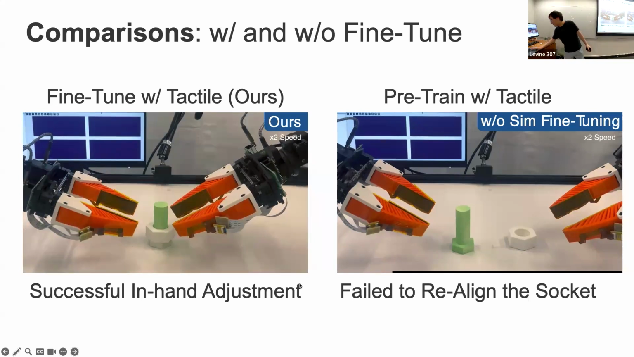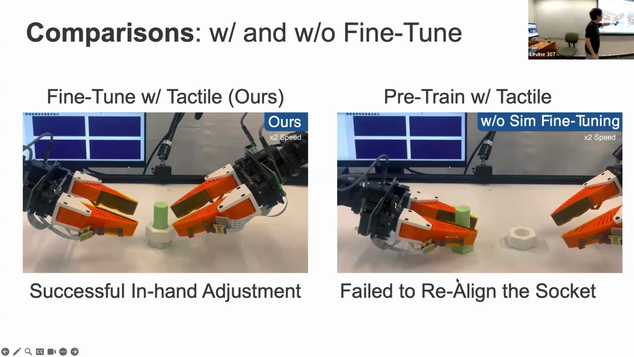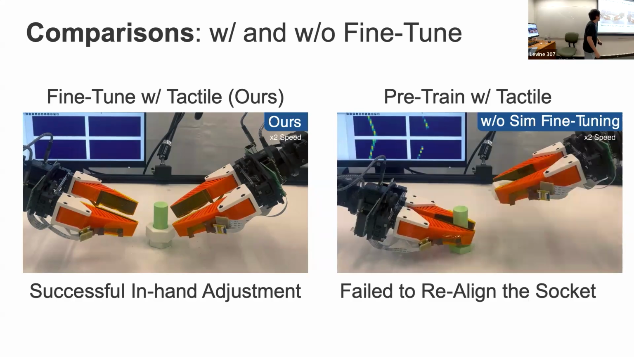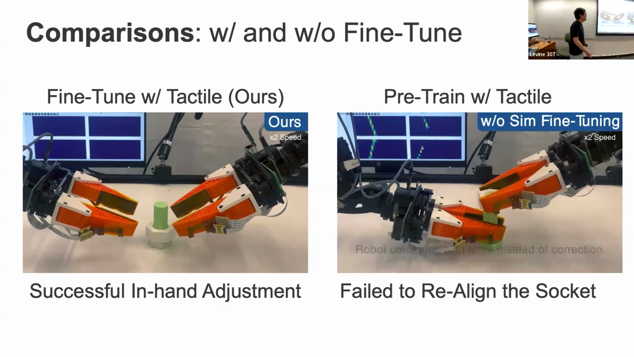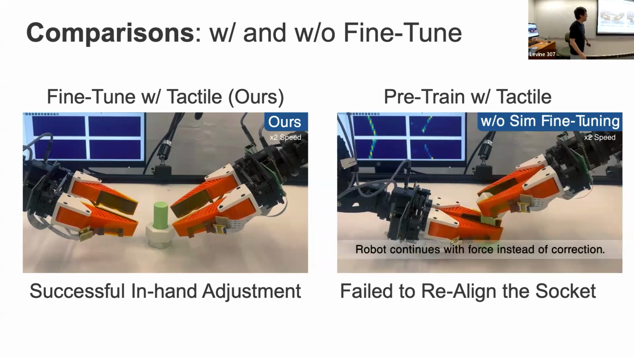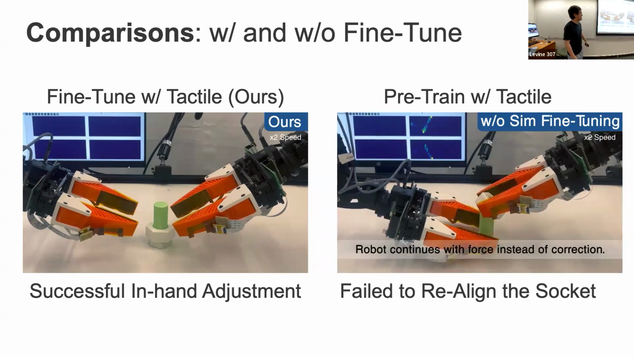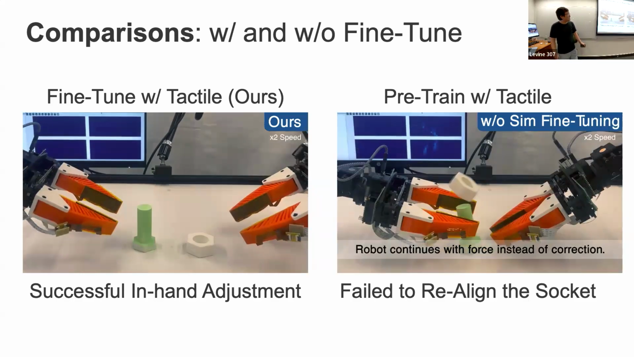And for the pre-train with tactile, this is no fine tuning. You can consider it a pure diffusion policy. And if it cannot insert at the first step, the task will directly fail. Okay.